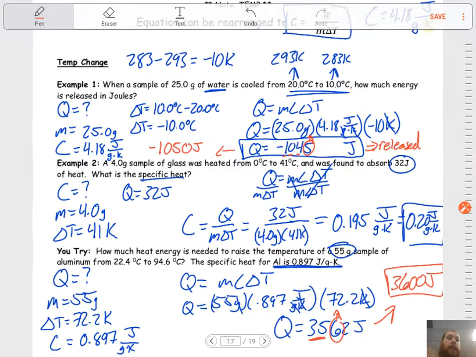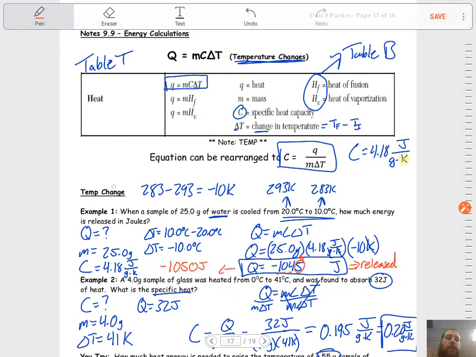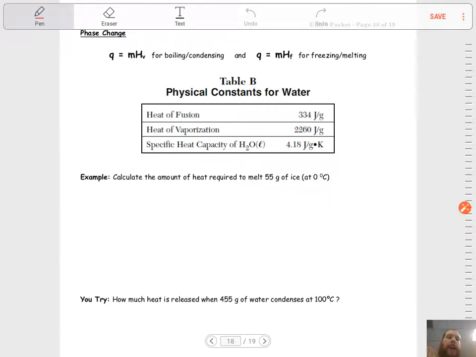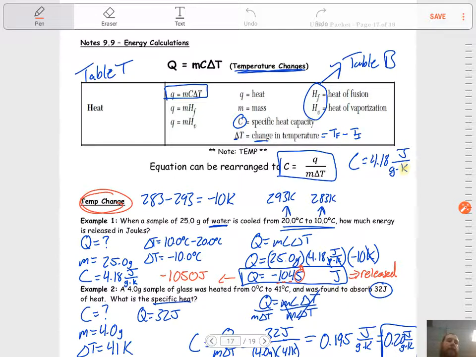Okay, so these types of problems are temperature change problems. Well, what happens if you're not changing temperature and you're changing state of matter? That's where these two formulas come in. Again, these two formulas, guys, are also on that same formula piece on table T. If you look back, now these next two we're going to focus on here: Q equals MHF and MHV.